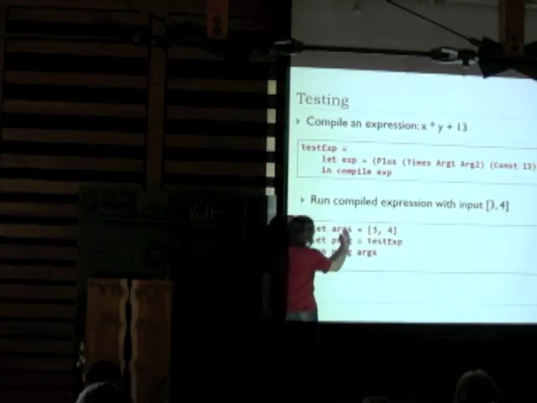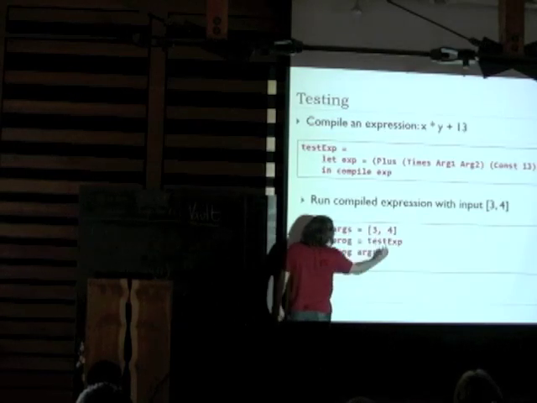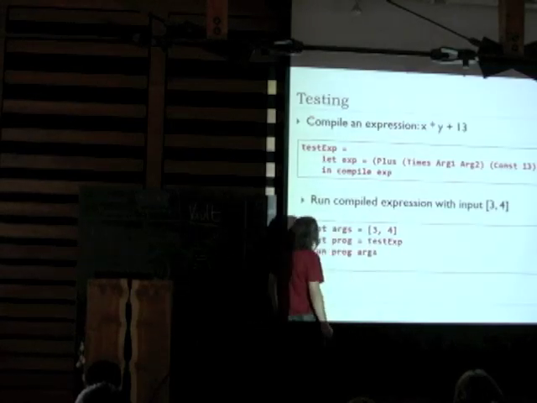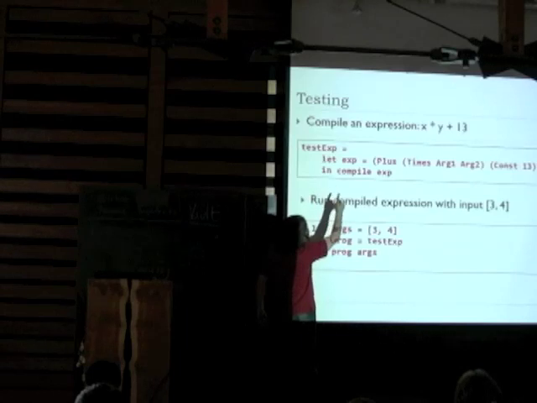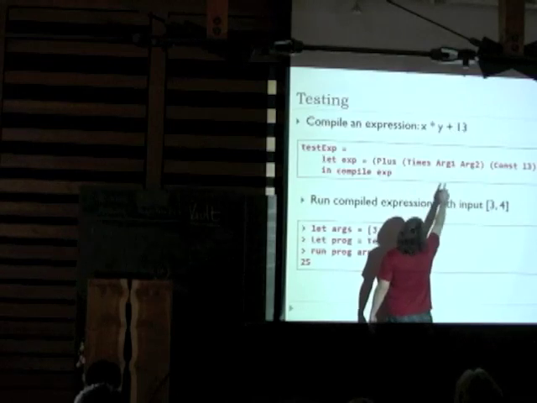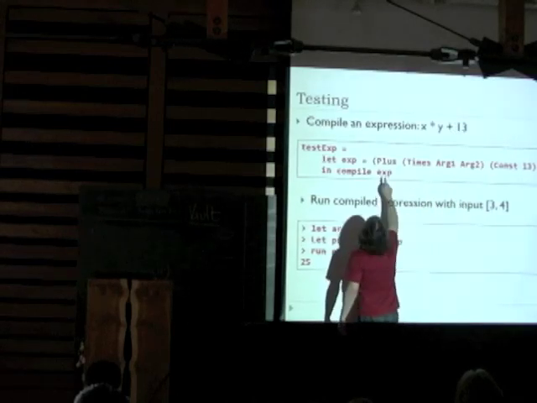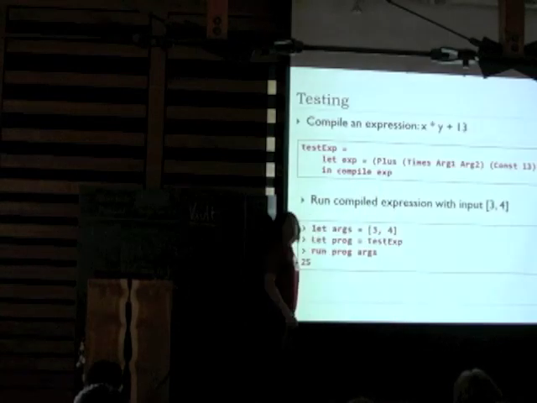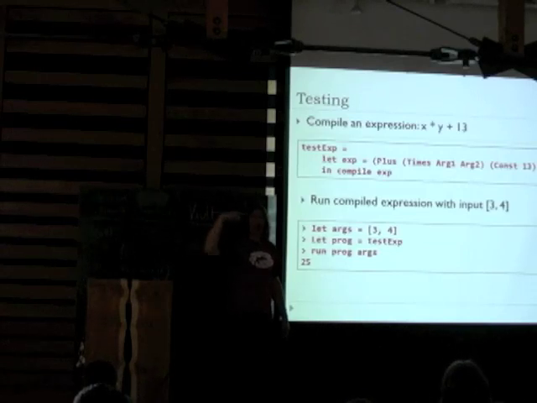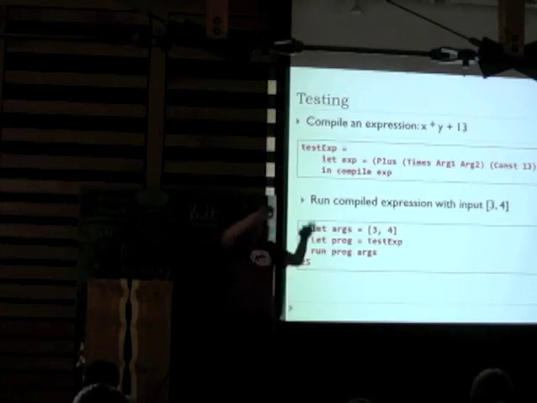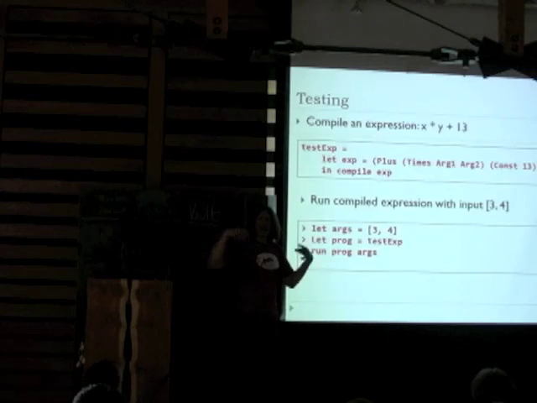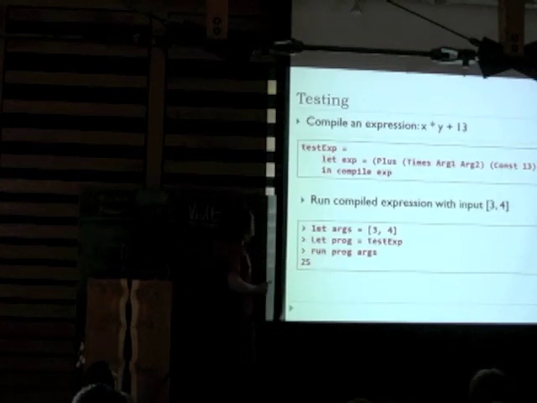So what I do is, my args, I'm defining this args as a list of 3, 4. I call test expression, which will, okay, test expression, what does it do? That's my expression. Now I take this expression and I compile it. So I'm calling this compile monadic function that will do all this traversing of the tree, and it will produce the final action that will do the calculation for me.